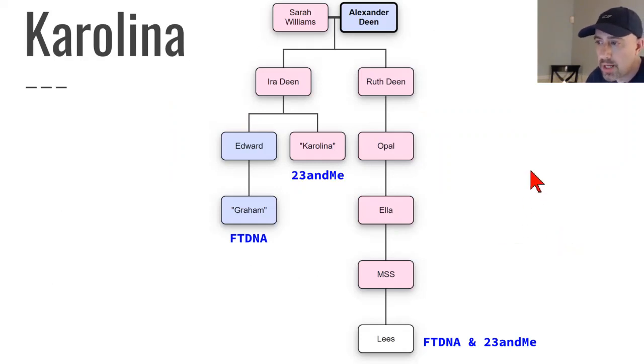Moving on, another important match at 23andMe is Karolina. Again, when Graham popped up, I started looking at my Dean matches at 23andMe, and I compared notes, and I found that Graham and Karolina appear to share a nephew-aunt relationship. I know Karolina's family tree to be accurate. Karolina's daughter responded to some of my messages, and so I know that she is Ira Dean's daughter, and I know that these connections are correct. So this is a more certain connection, and if my tree for Graham is correct, then he is Karolina's nephew.